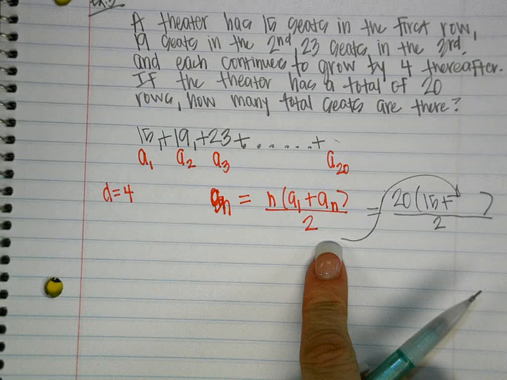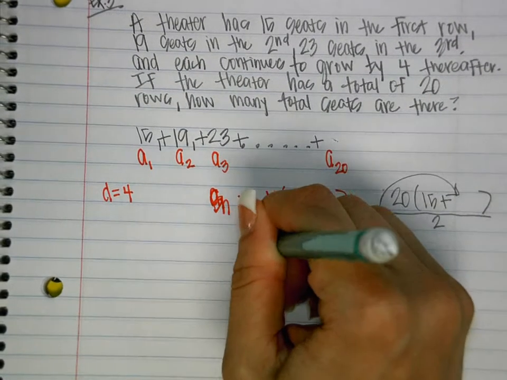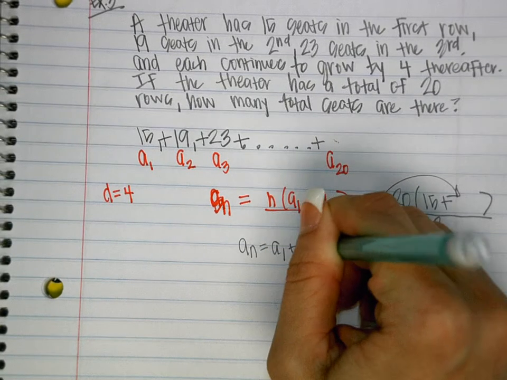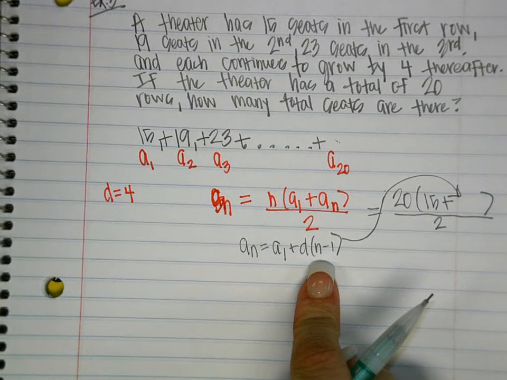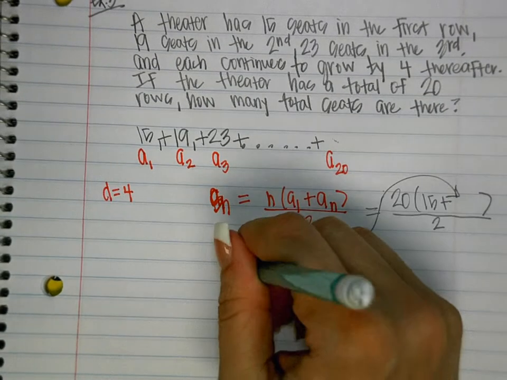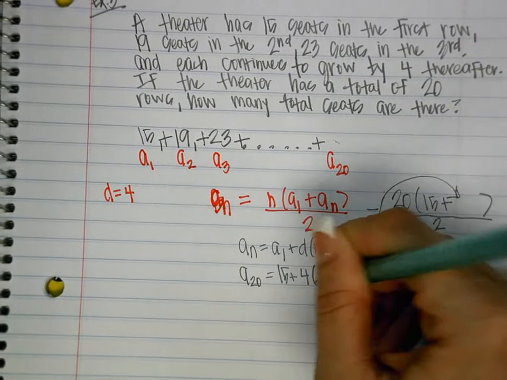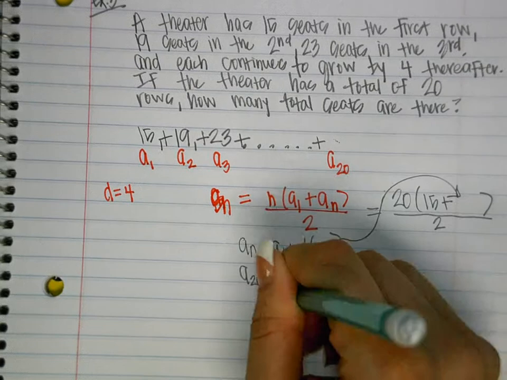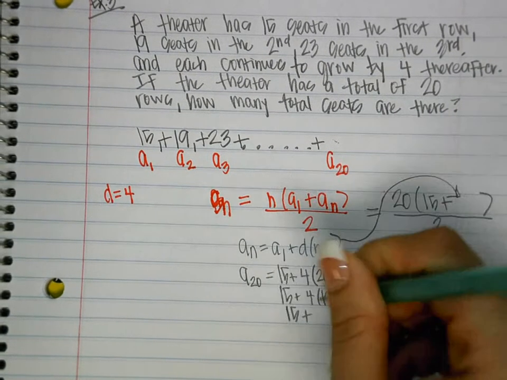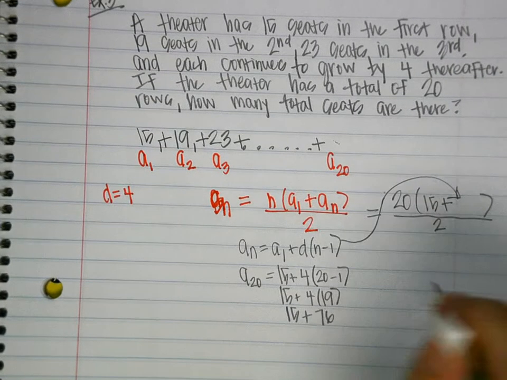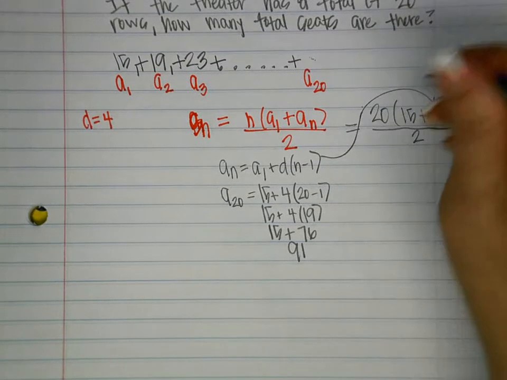Use the arithmetic sequence formula. I need to find this term number. An equals A1 plus d times n minus 1. What term number do I need? The 20th. So A20 equals A1, which is 15, plus the common difference of 4 times 20 minus 1. So 15 plus 4 times 19, and 4 times 19 is 76. Add those together. So Angel was right, there are 91 seats in the last row.